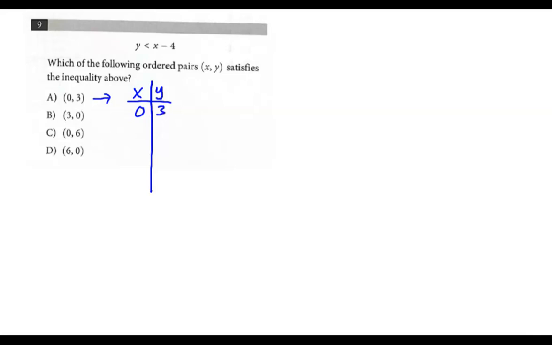And you say, okay, is 3 less than 0 take away 4? And you're asking yourself, does this work? Does it satisfy it? Well, if you actually calculate it out, you'll get 3 is less than negative 4. And that's false. That's a false statement. And you'd have to go through all of these and test them all.